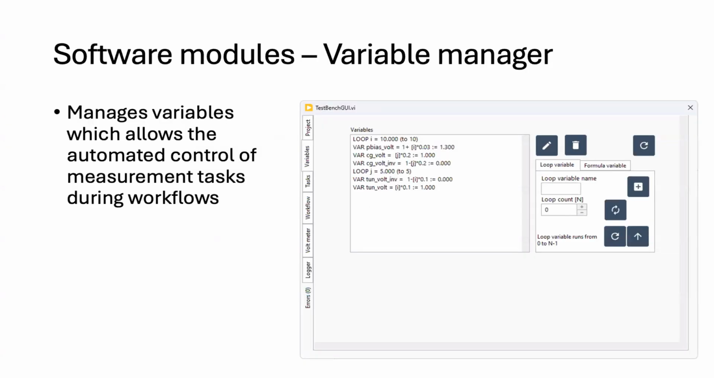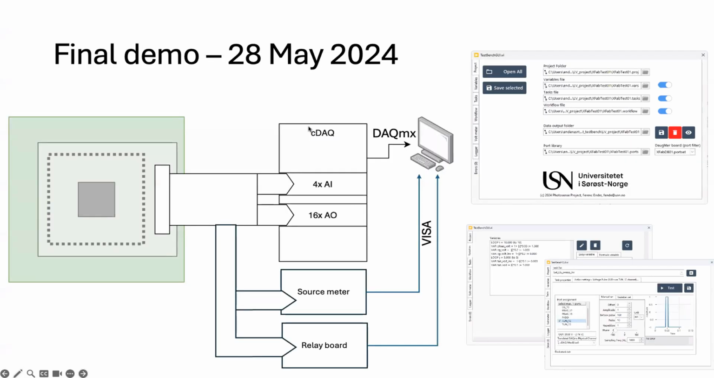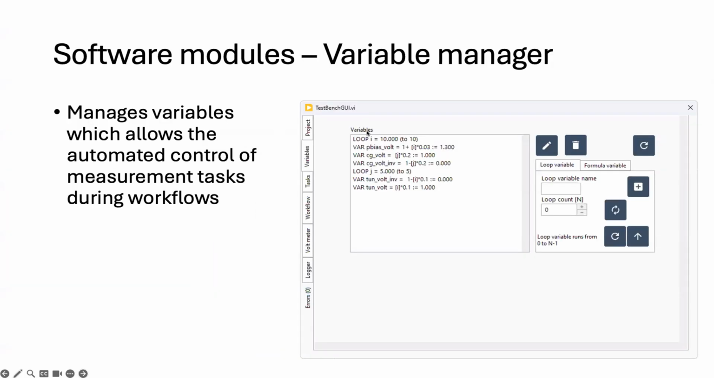So shortly, I will introduce the software modules of the test system. As you can see, it is organized in a tabbed graphical user interface. The first page is the project page. This is what you can see here. You can give the files which hold the different settings of the project, and also the folder where the data is stored and generated.